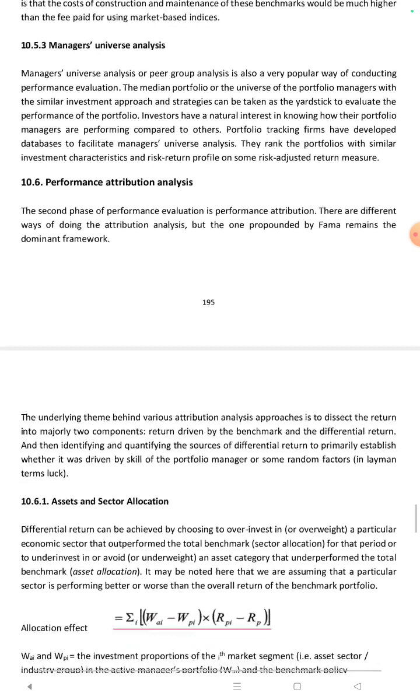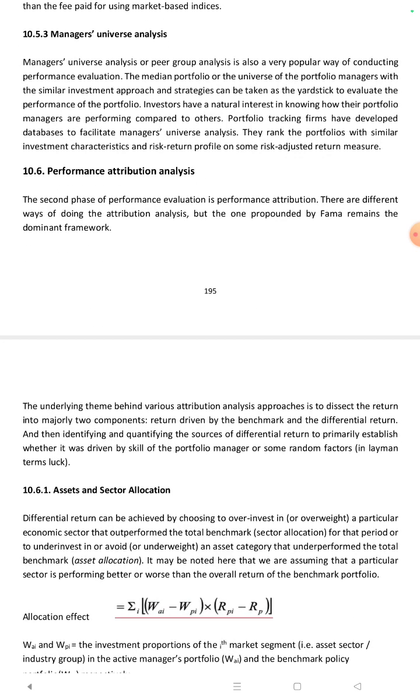Manager universe analysis. Manager universe analysis or peer group analysis is also a very popular way of conducting performance evaluation. The median portfolio or the universe of portfolio managers with a similar investment approach and strategy can be taken as a yardstick to evaluate the performance of the portfolio.